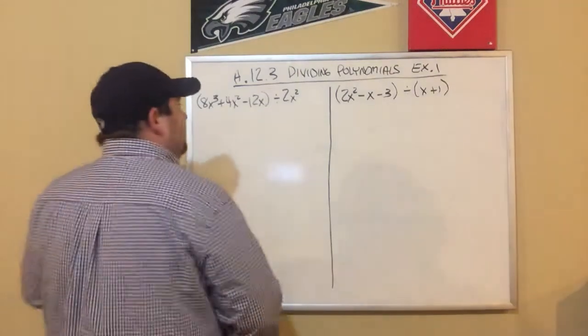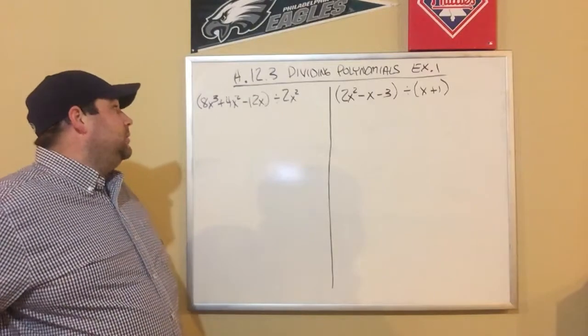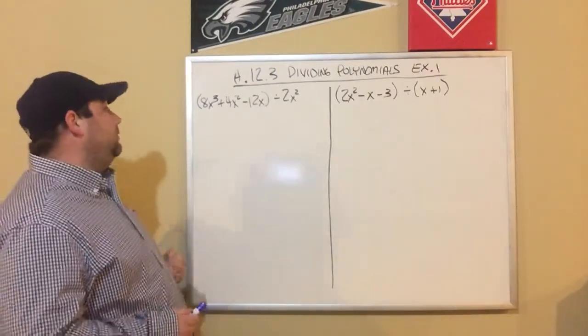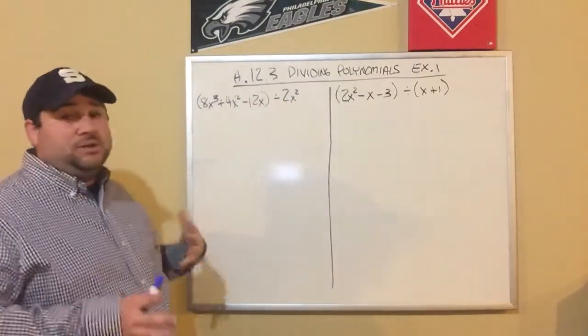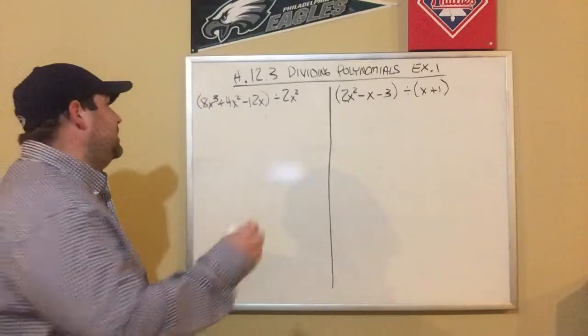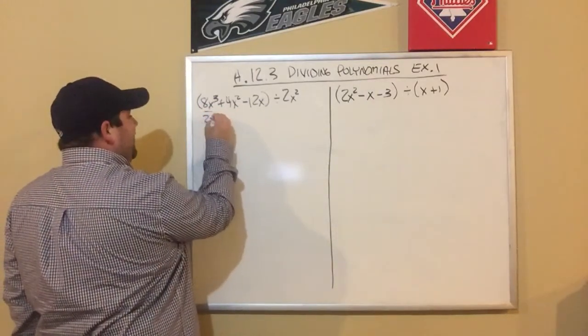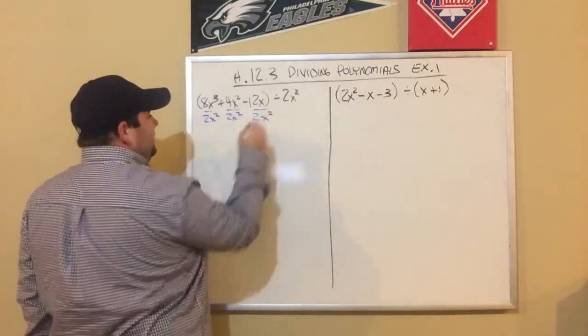All right, algebra, we're talking about dividing polynomials today. So our first problem, you really already know how to do. We're taking a trinomial and dividing it by just a monomial, by one term. What we can do is almost rewrite this as each term divided by 2x squared, and then just do that division.